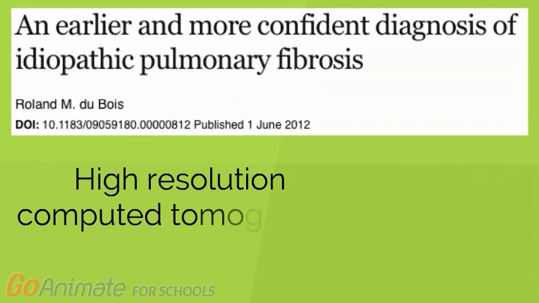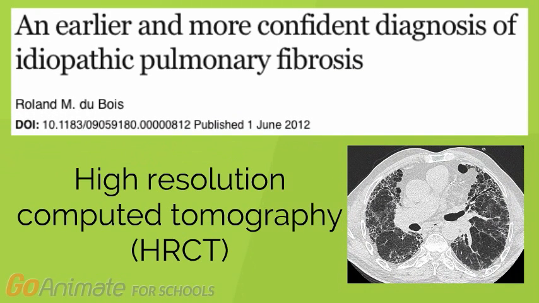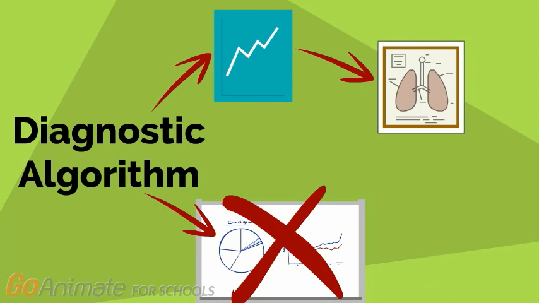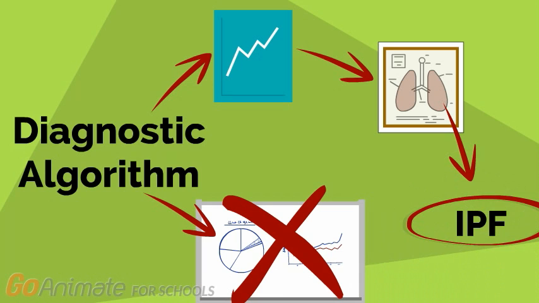In a study published by Roland M. Boyce, HRCTs are described as the next best diagnostic method following lung biopsies. This paper describes a diagnostic algorithm that accurately identifies usual interstitial pneumonia patterns, allowing for the diagnosis of IPF.